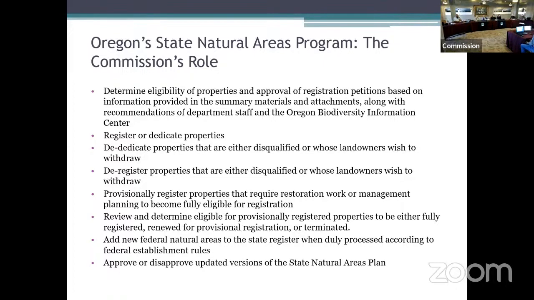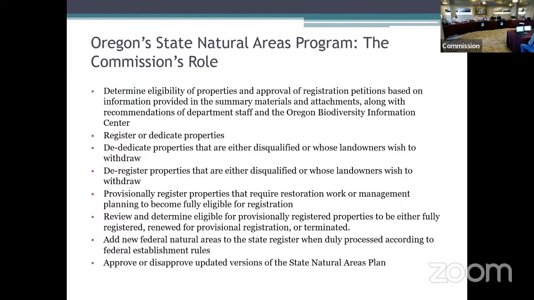The commission can also de-dedicate properties that are disqualified. Maybe it was an old growth forest, say, and it all burned down. Then it's not really representing what it was supposed to anymore. So that might be a situation where you would disqualify a site and de-dedicate it. And in some cases, the landowners wish to withdraw. If they're registered, it's a completely voluntary program, so they can be removed from the registry.